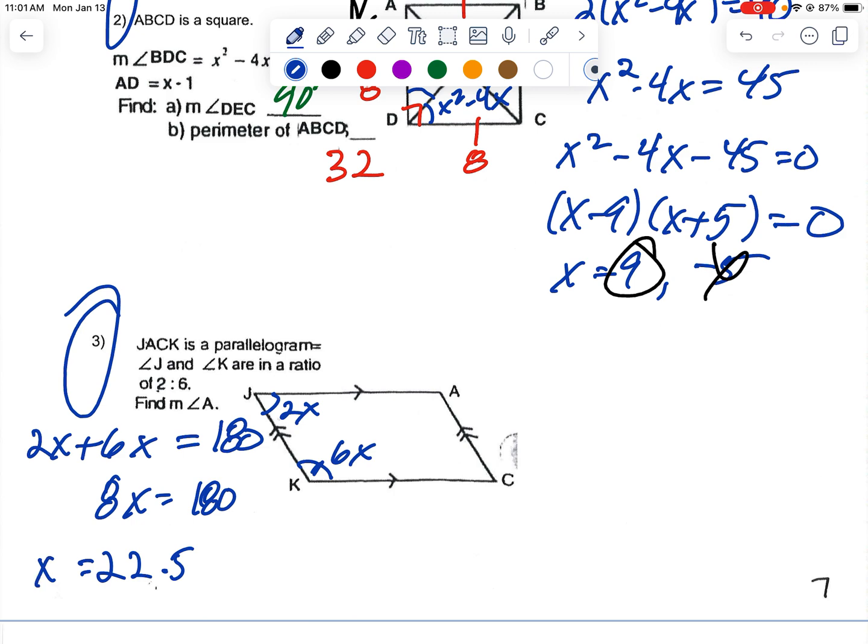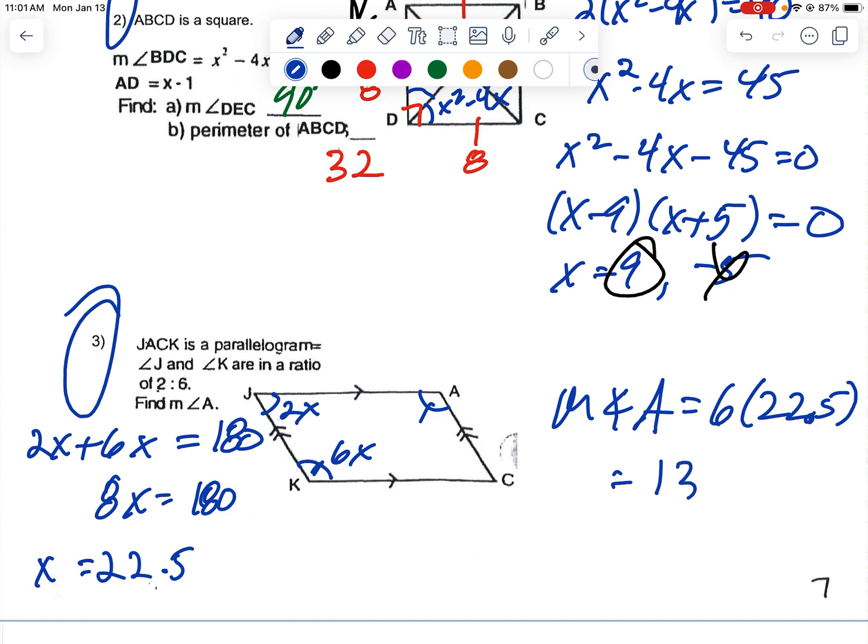Remember, decimals are okay. But it asks you to find the measure of angle A. The measure of angle A is equal to the measure of angle K. So I just do 6 times 22.5. If you have any questions, make sure to write them down, or mark them or something, and we will talk about them.